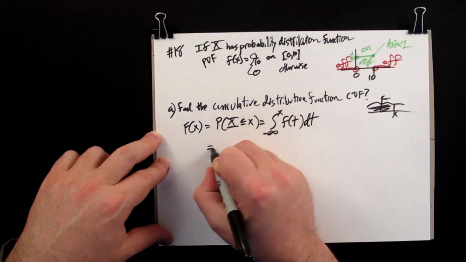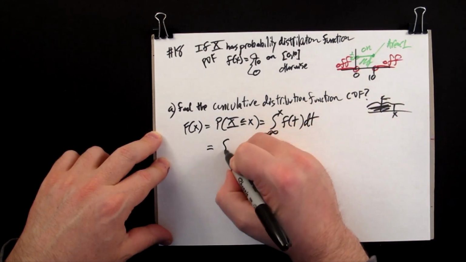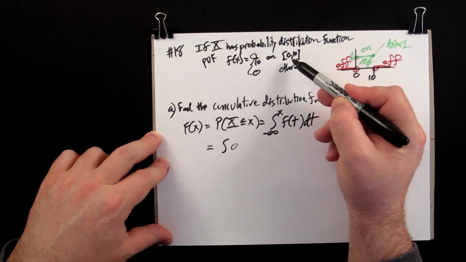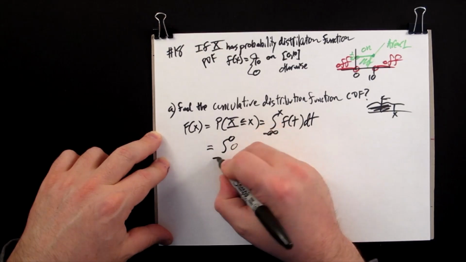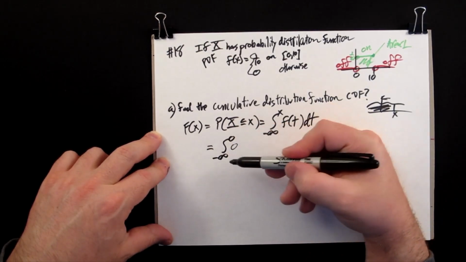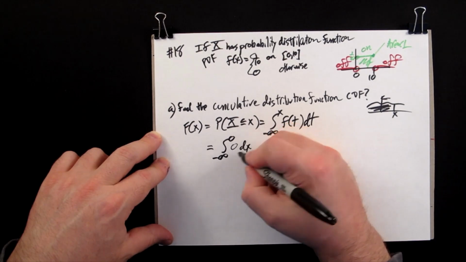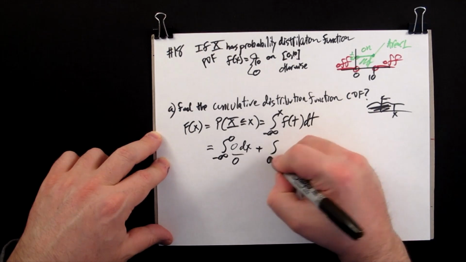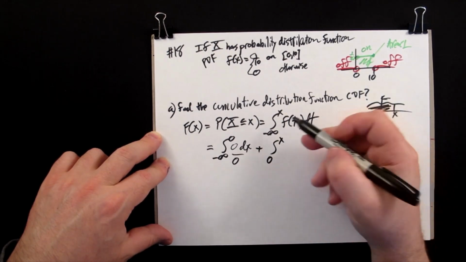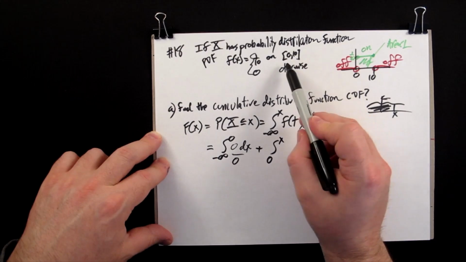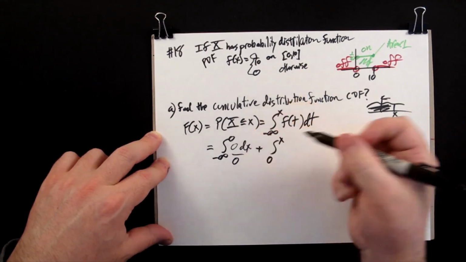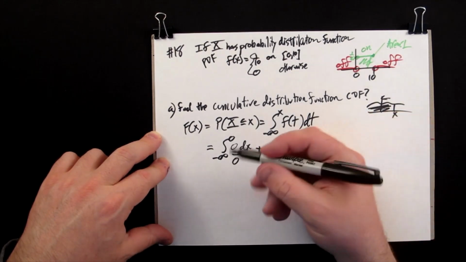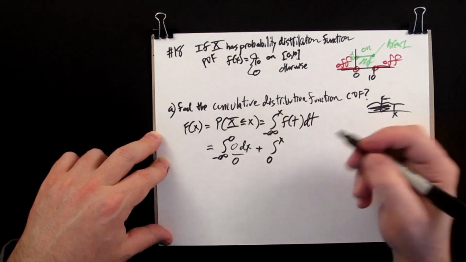Okay, so in our case, you want to evaluate this. Our function shuts off if it's less than 0. So between minus infinity and 0, it's just going to be 0, and this term is going to drop out. The part that's interesting is from 0 up to x. We're assuming x is between 0 and 10. Otherwise, it doesn't do anything very interesting, because if it's past 10, it's 1, and if it's less than 0, it's 0. The CDF.